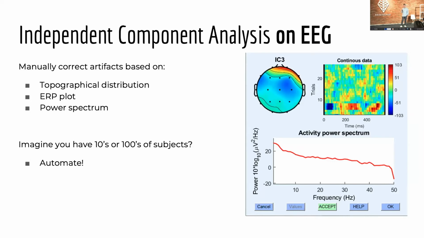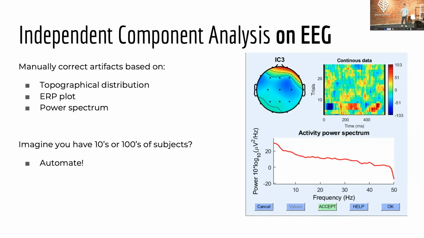Artifacts are just the noise of the EEG, so to say. But imagine if you're having tens or hundreds of subjects, or if you're not a neuroscientist here and you don't know how to identify which independent components are artifactual, you could actually automate this process. And there are many ways to automate it, but I am particularly amazed by the recent development in this field.